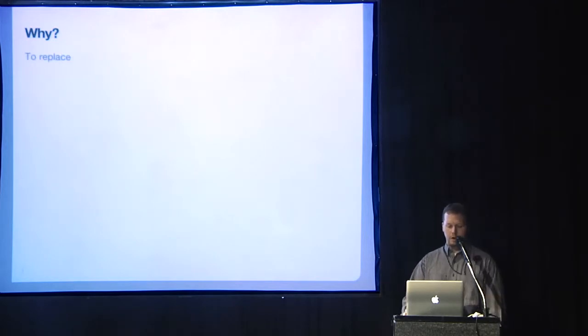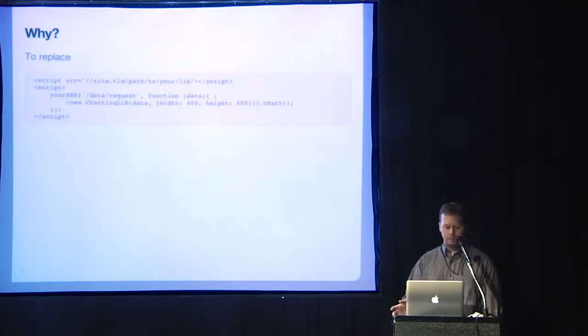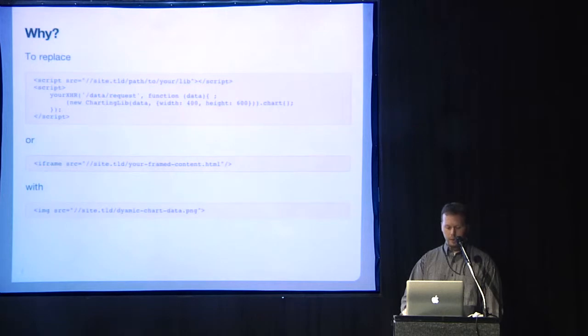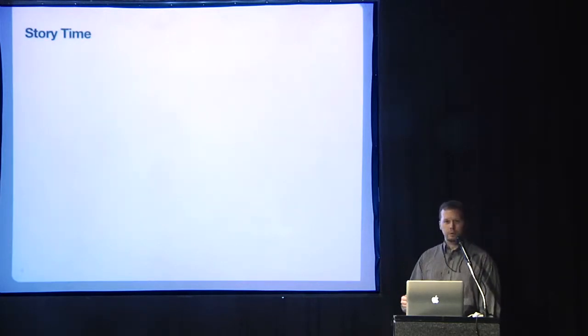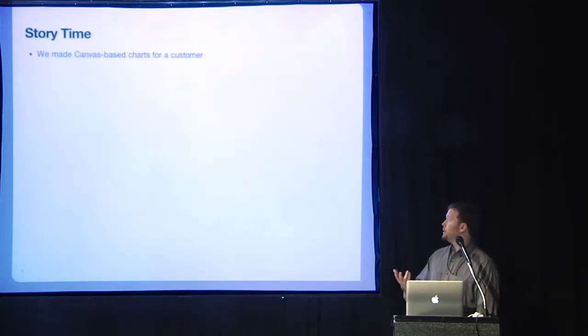So why are we doing Canvas on Node? It's to replace either this script tag, which is loading your library and then instantiating it, or an iframe with image source equals. And that still normally gets you to, but why are you doing Canvas in Node? And the best way is to give you a use case.